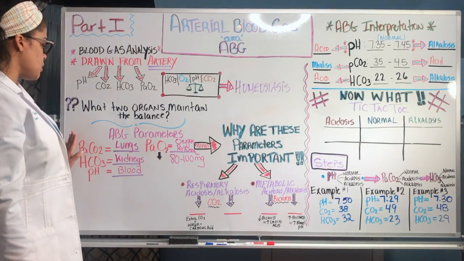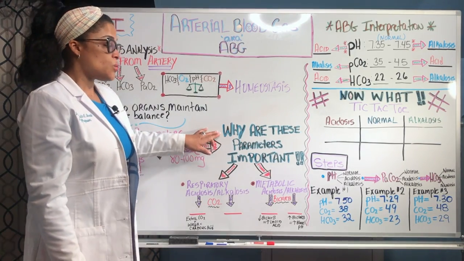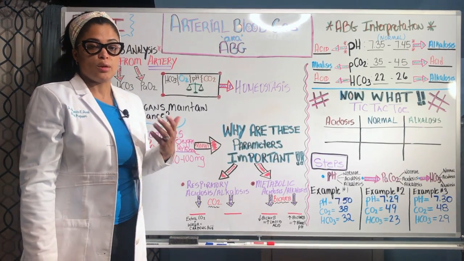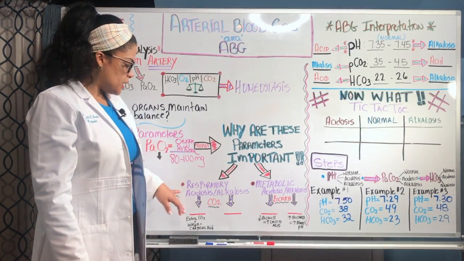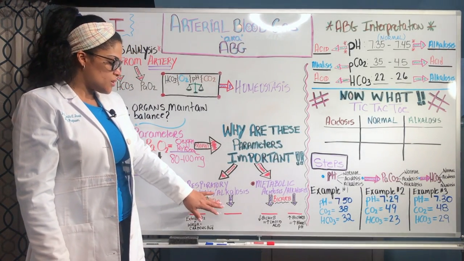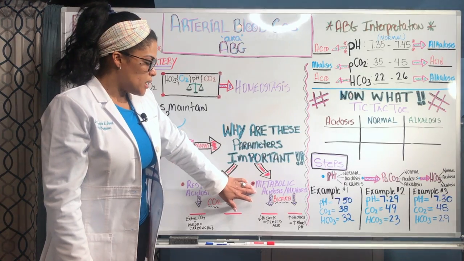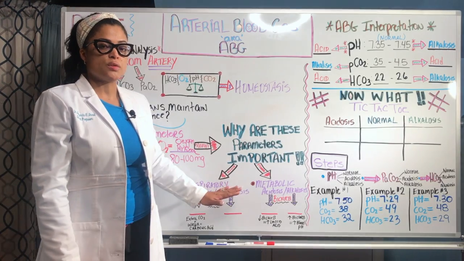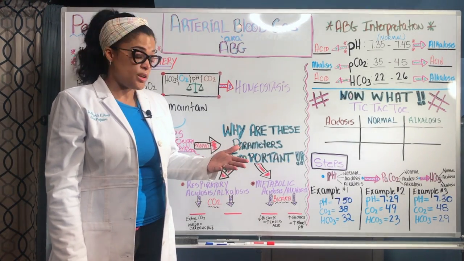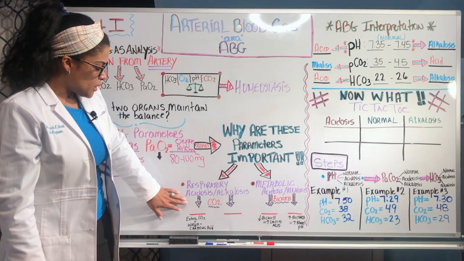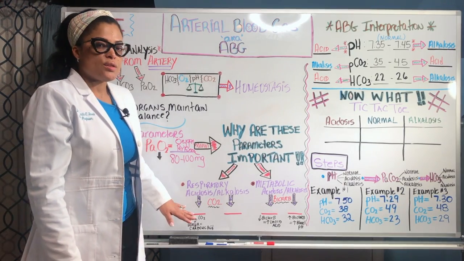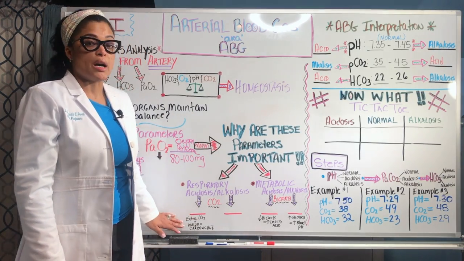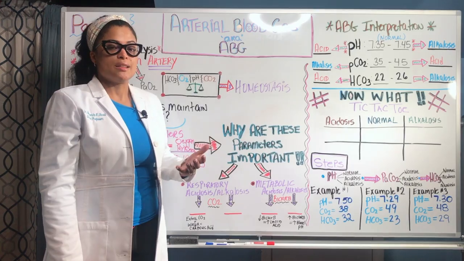Now, why do we need to know these parameters? So why are these parameters important? Well, from these, we can determine if the person that you are evaluating is going through either respiratory acidosis or alkalosis, or metabolic acidosis or alkalosis. To briefly go over these terms, which I'm going to follow up in a following video, when you have respiratory acidosis, the extra CO2 that is roaming in your body is going to combine with water and is going to create carbonic acid. This makes it an acidic environment.